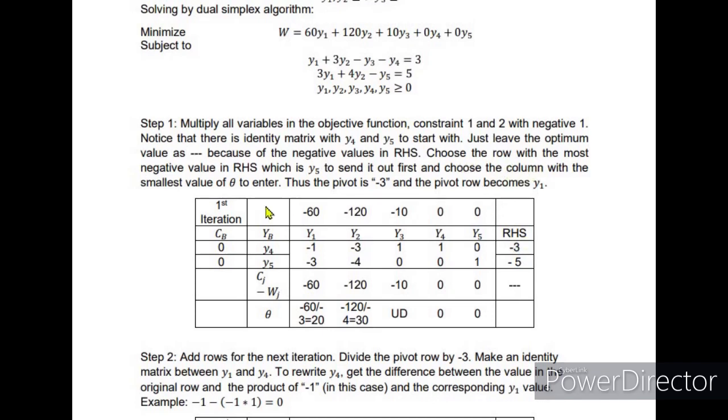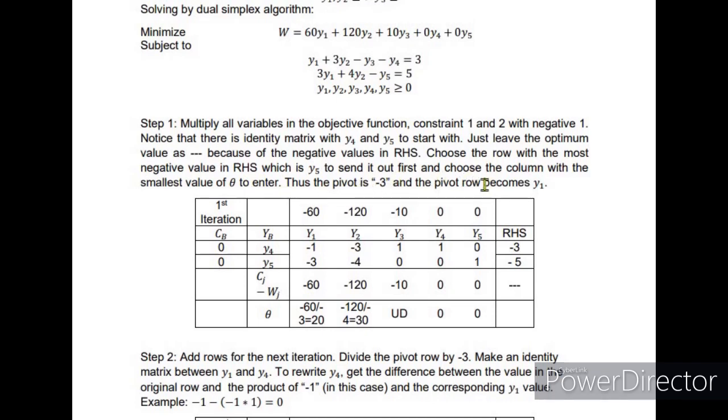Now choose the row with the most negative value in the RHS. So what is the row with the most negative value? It is y sub 5 because it is negative 5. When you say most negative value, it means the lowest value when it comes to negatives, because negative 3 is higher than negative 5, right? So that's what it means.